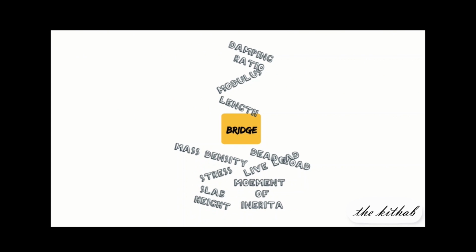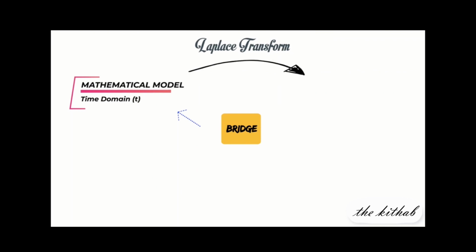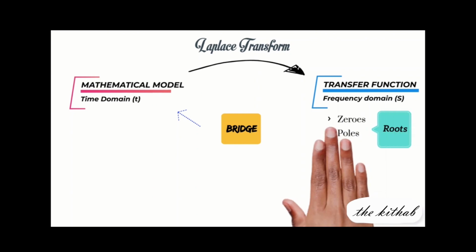Using these parameters, we form a mathematical model, which is a differential equation with respect to time. To make calculations easier, we find its Laplace transform and get the transfer function of the system. Solving this function, we obtain the roots, that is, the zeros and poles.